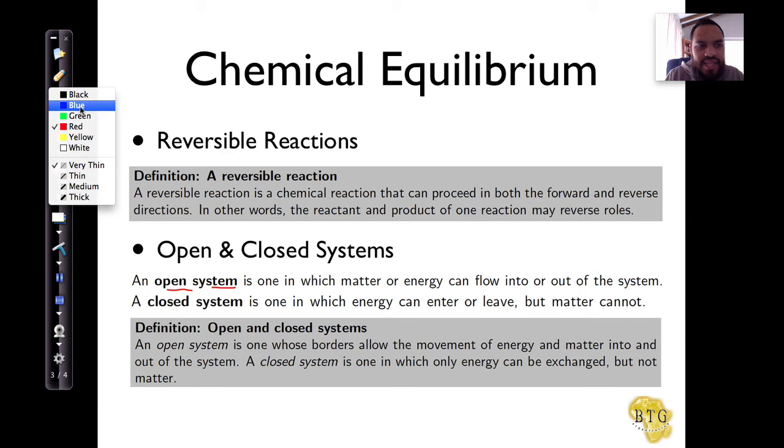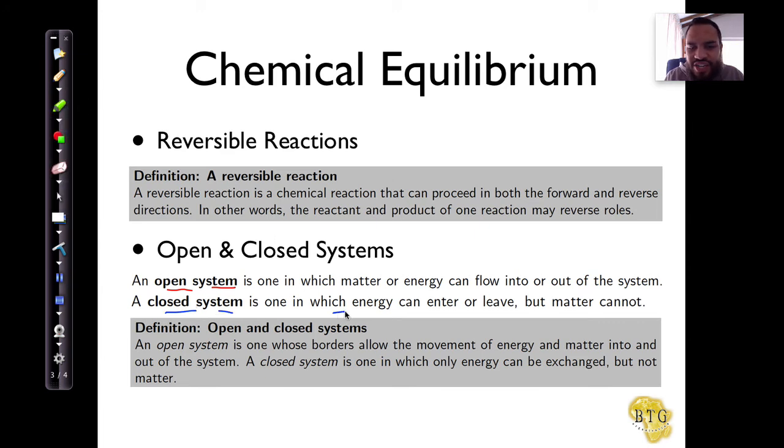Then the next one is a closed system. A closed system is one in which energy can leave or enter, but the matter cannot. That's very, very important, and I suggest you write it down, engrave a neural pattern. Definition: an open system is one whose borders allow the movement of energy and matter into and out of the system. A closed system is one in which only energy can be exchanged but not matter.